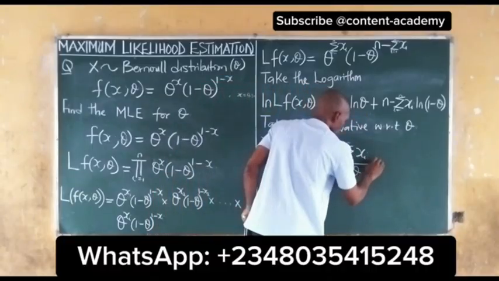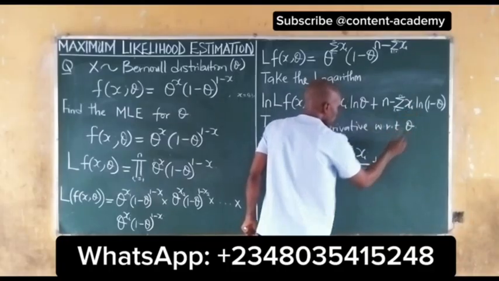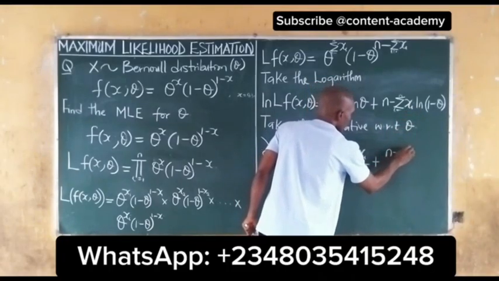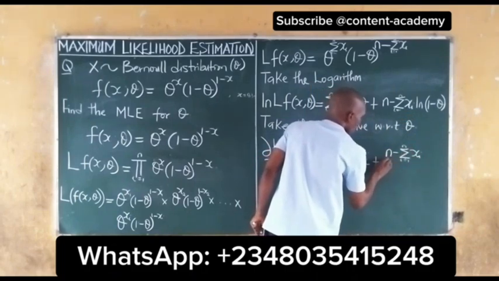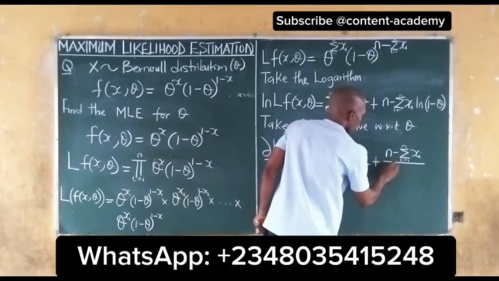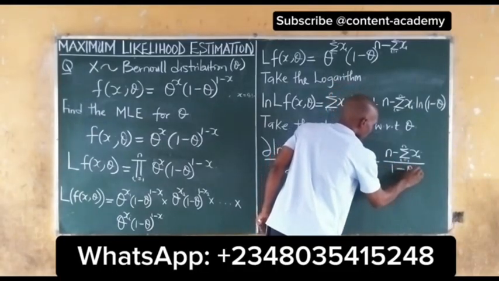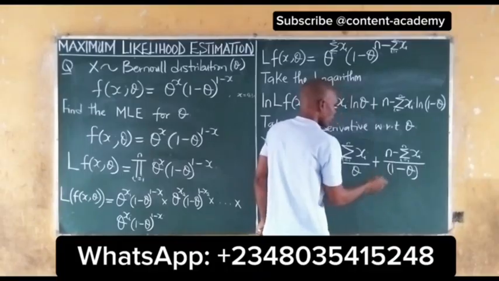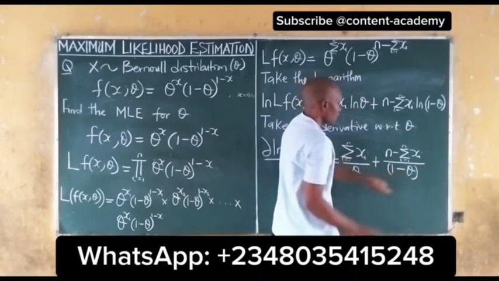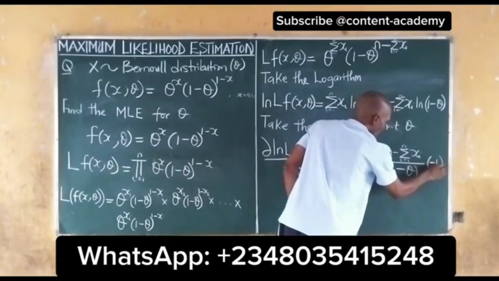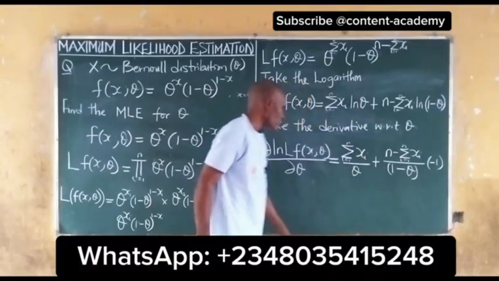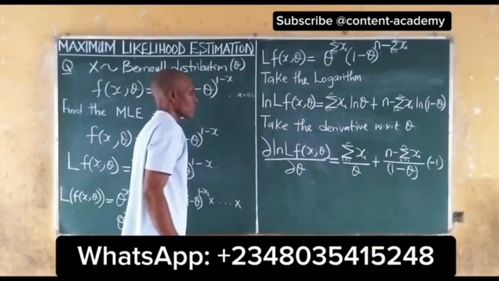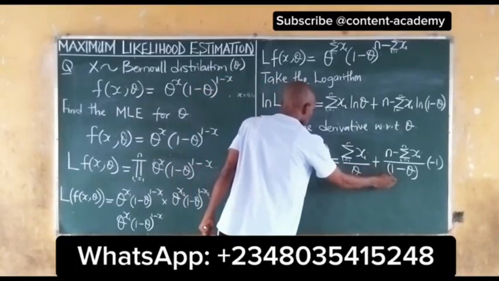Plus, if we differentiate this function, we get n minus summation of xi, as i running from 1 to n, all over 1 minus theta. Since we are differentiating with respect to negative theta, we will write negative 1 here, because if we differentiate with respect to this, we have negative 1. So this is it. The next thing to do is to rewrite this properly.